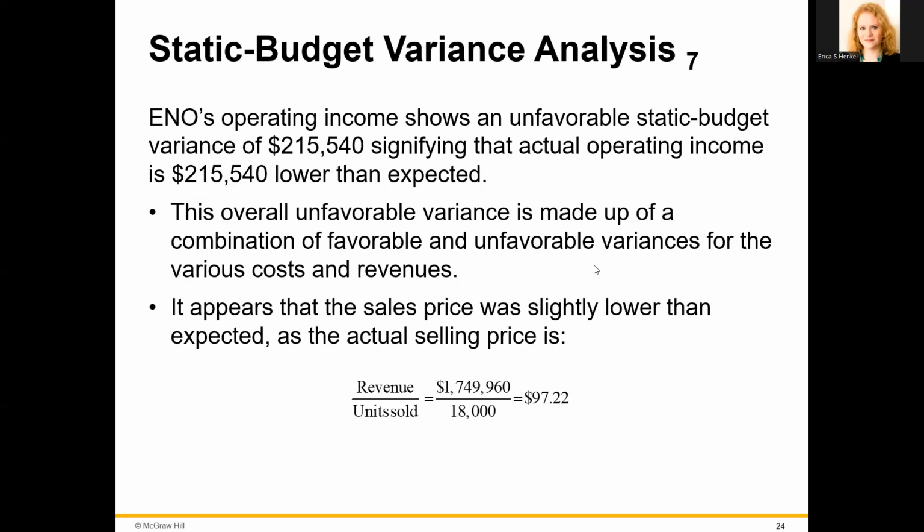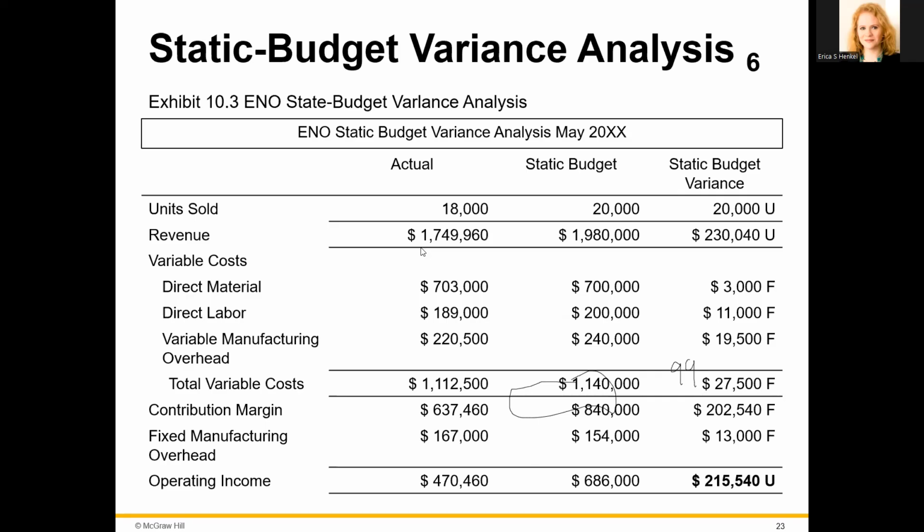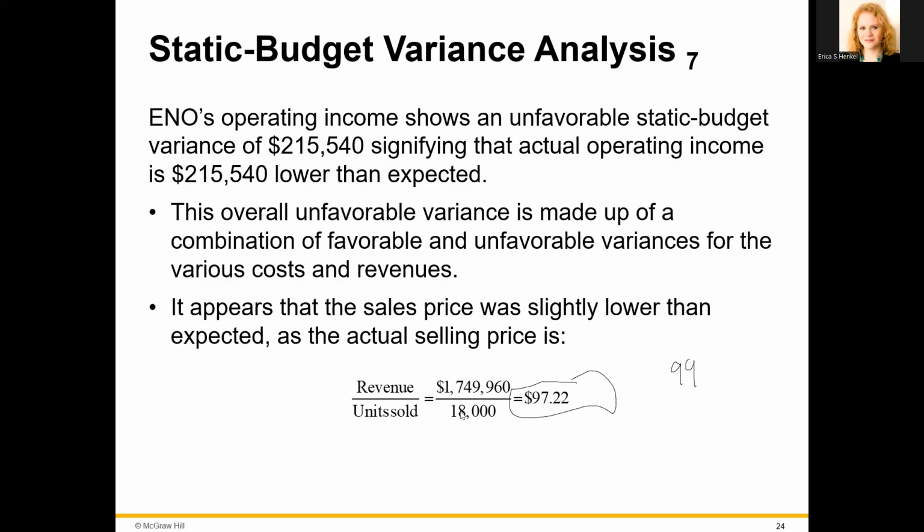Okay, so ultimately here, they originally had budgeted $99 in revenue per unit. If they take the total actual revenue from this earlier slide, 1,749,000, and divide it by the actual number of units sold, they get 97.22 per unit, which is less than the $99 per unit that they had budgeted. So that's unfavorable because they're not getting as much in terms of sales.